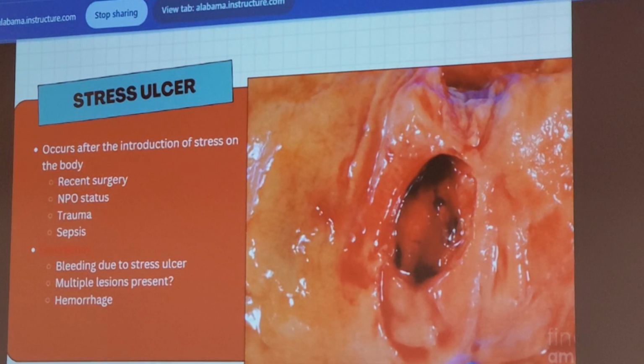This is really an emergent situation when these start to develop. These like to bleed a lot.